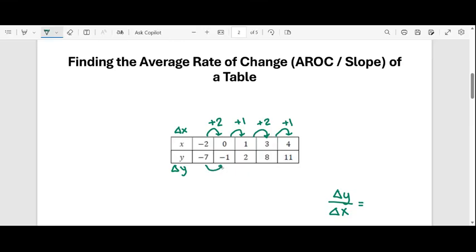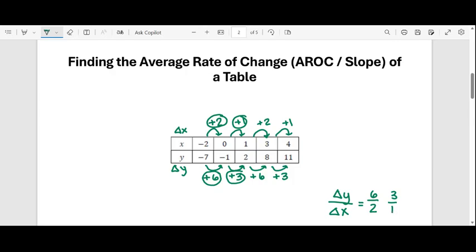We went from negative 7 to negative 1, which is plus 6. Negative 1 to 2, which is plus 3. 2 to 8, plus 6. And 8 to 11 is plus 3. So now we have an interesting change in Y over change in X. We have 6 over 2, and we also have 3 over 1. And I have to determine if those are the same thing.